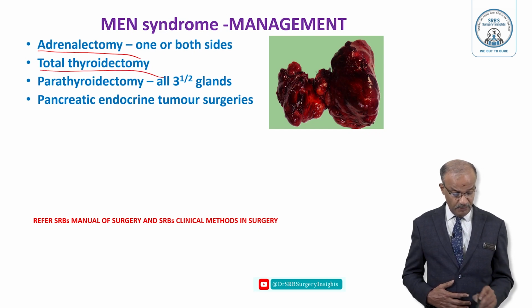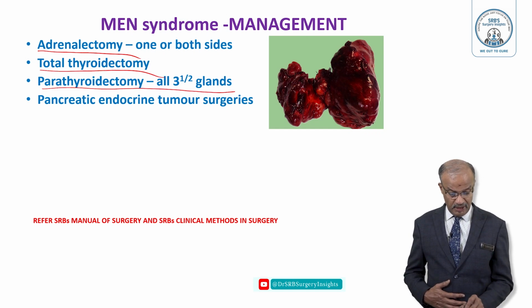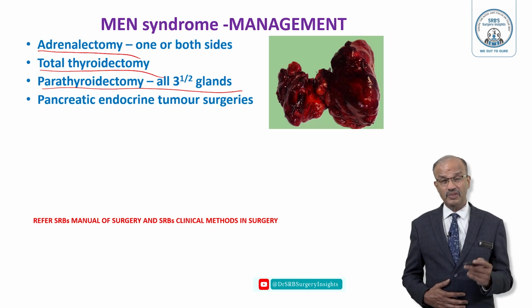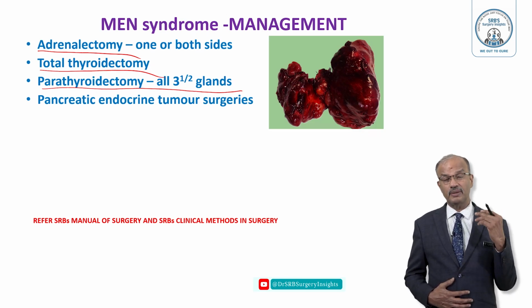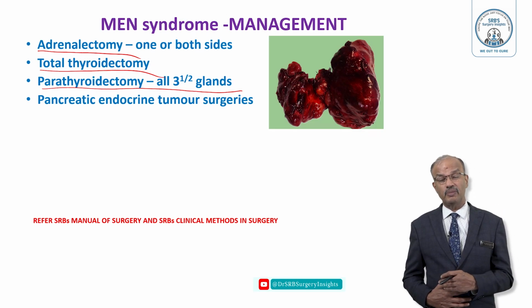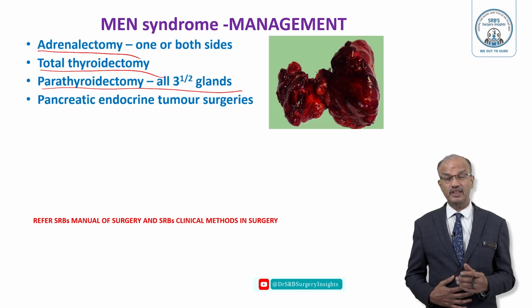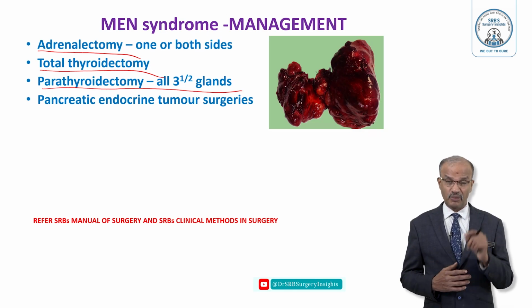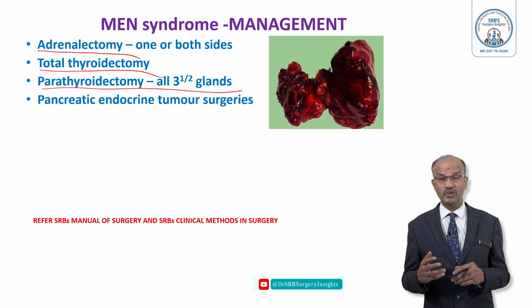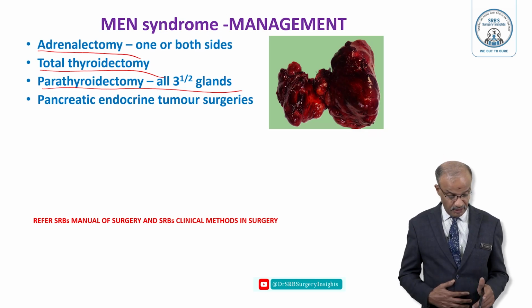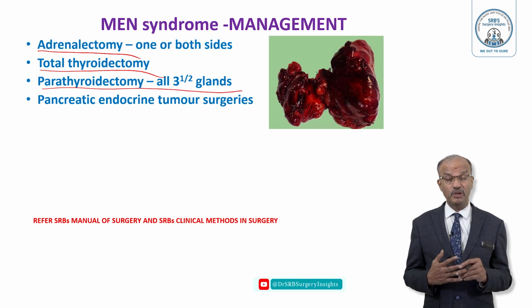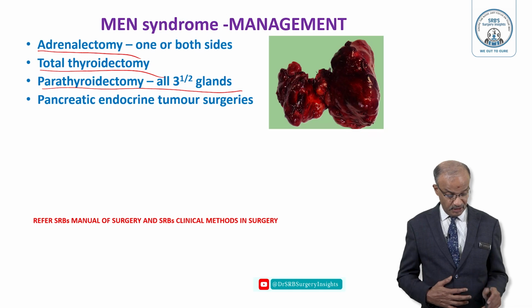Total thyroidectomy again. Parathyroidectomy, 3.5 glands or more. One-third you have to retain, implanted into the sternocleidomastoid muscle or into the brachioradialis muscle. Then later you can put a marker there, so that if it goes for further hyperplasia, again slice it and remove it. And parathyroid hormone estimation after surgery is also important in this patient.